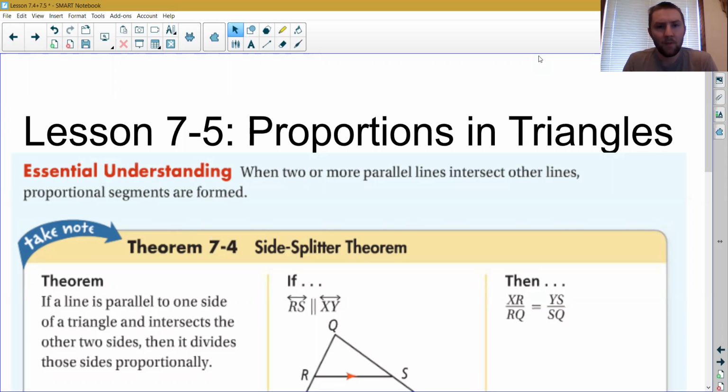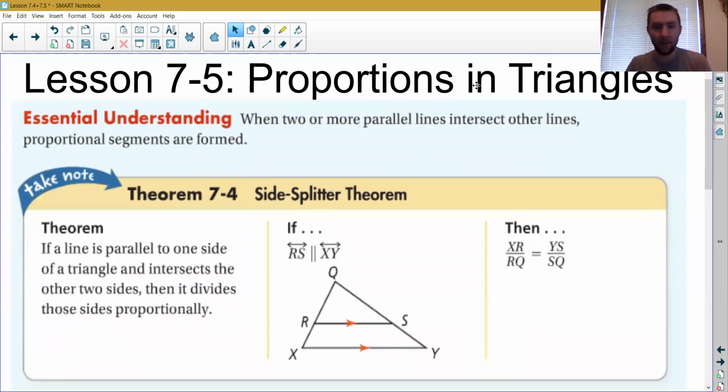And in this video we're going to talk about a few extra theorems that allow us to set up proportions and find missing lengths and missing distances in two triangles. Okay, so we have two theorems to go through and then one sort of extra application of one of those theorems. And the first one, your book gives kind of a fun name to it.